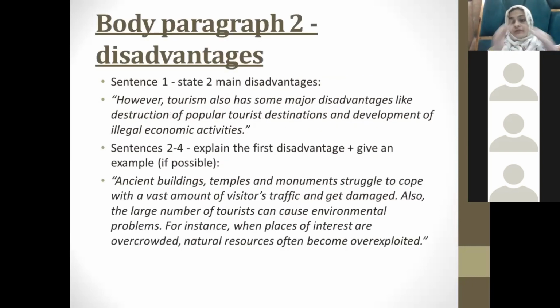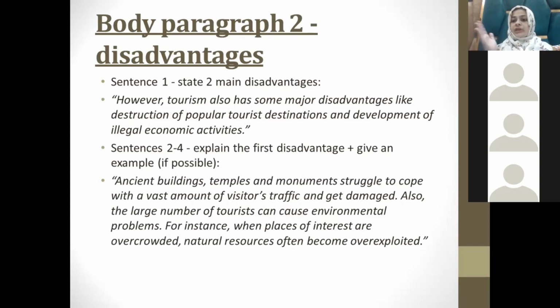Now the body paragraph 2, where you are going to highlight the cons of such a statement. However, in the first sentence, we are going to state two main disadvantages. However, tourism also has some severe or some major disadvantages like destruction of popular tourist destinations and developments of illegal economic activities. You can give the example of Dubai Expo.